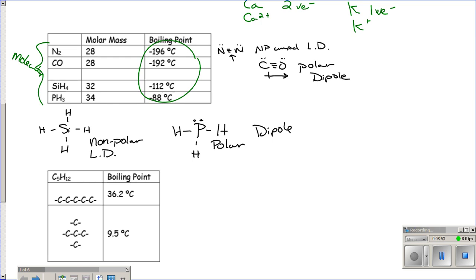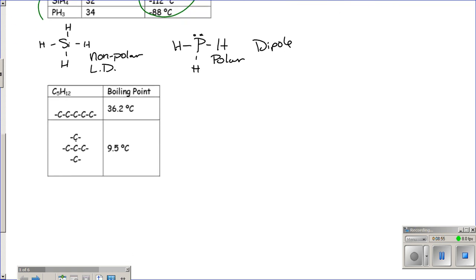All right, this last little example here. These should be connected to each other, and then anywhere there's a dash, there should be a hydrogen. So this would be filled with hydrogens. This would be filled with hydrogens. These are two different structures for the same formula, C5H12. And that is what we call an isomer. Isomers are compounds that have the same chemical formula, but they have a different structure.